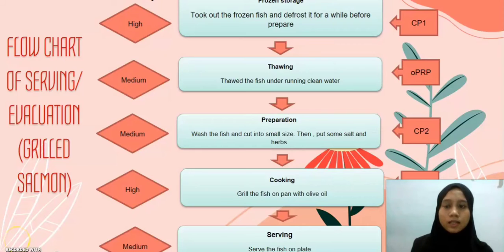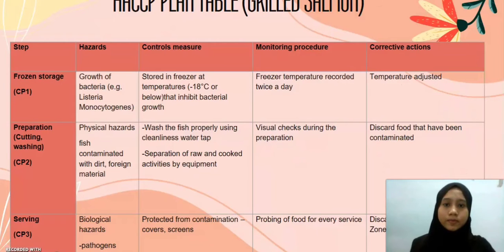Okay, this is the process of the serving or evaluation of the grilled salmon. There are 5 steps, from the frozen storage to the thawing, preparation, cooking, and serving. In this HACCP table for the grilled salmon, the first step is frozen storage, which is considered to be CP1.